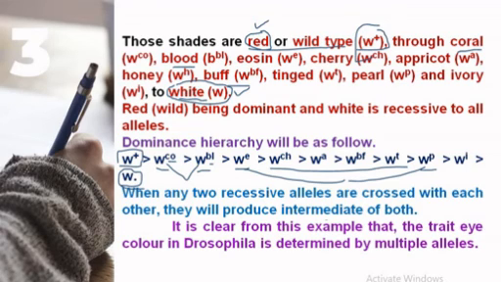It is clear from this example that the trait of eye color in Drosophila is determined by multiple alleles. Which color of eye is present in a particular Drosophila depends upon the alleles it carries. So this is a very classical example of multiple allelism in Drosophila.